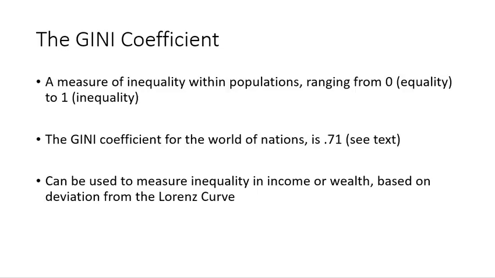Scholars have created a coefficient called the Gini coefficient, which is a measure of inequality within populations, which allows us to make cross-national comparisons where we can see how much internal inequality there is relative to other countries. So the Gini coefficient of the world is 0.71, and since 1 is perfect inequality and 0 is perfect equality, you can see that most nations are internally quite unequal, and that can be used to measure inequality in terms of income or wealth.